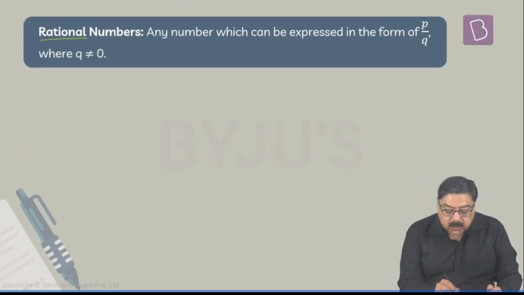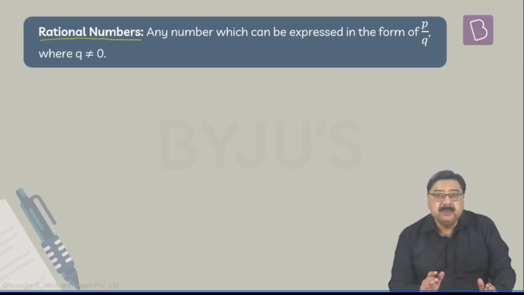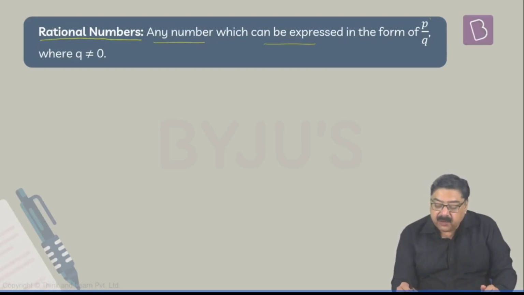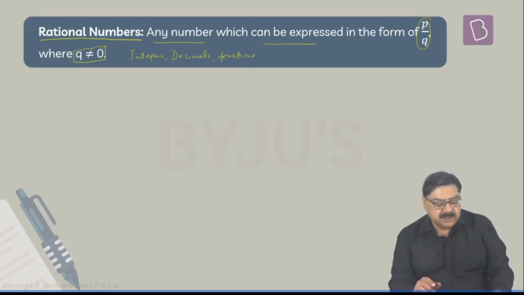First, we will talk about two categories of numbers, rational numbers and irrational numbers. Now, any number which can be expressed in the form of p by q, where q is not equal to 0. So, this will include integers, decimals, fractions. Now, these all are rational numbers.